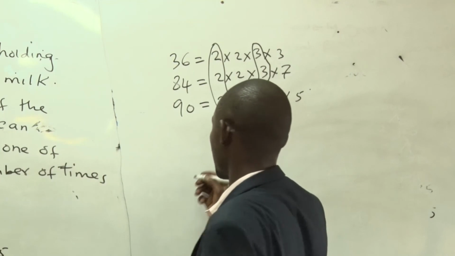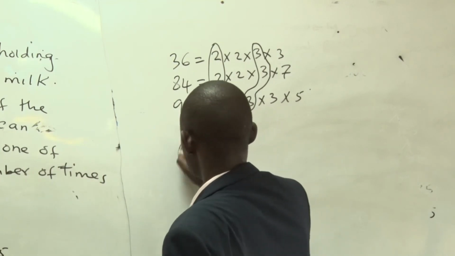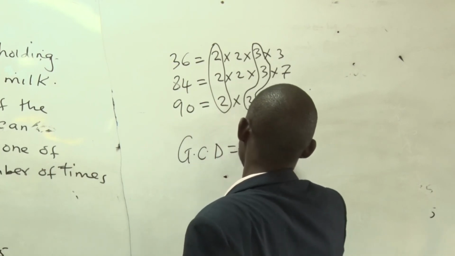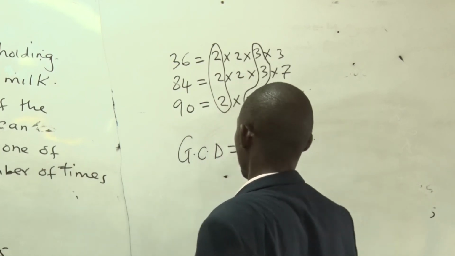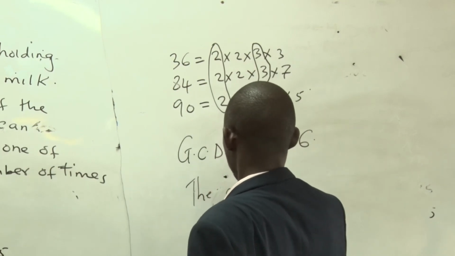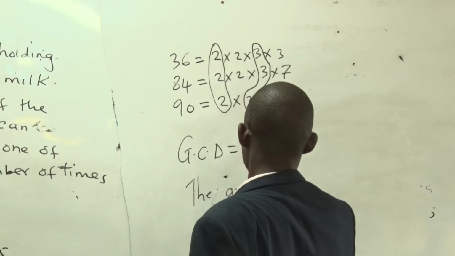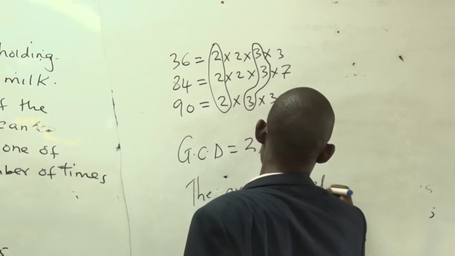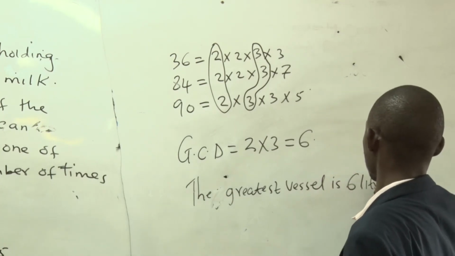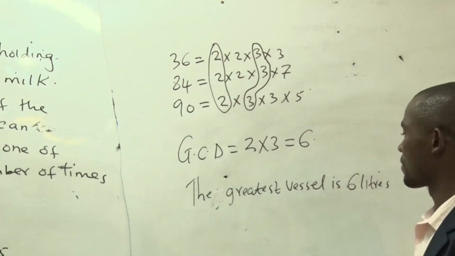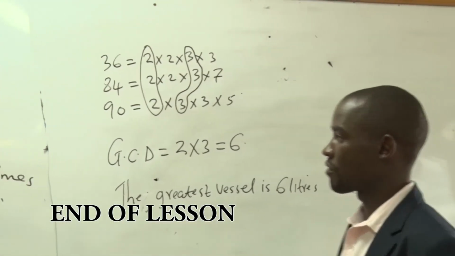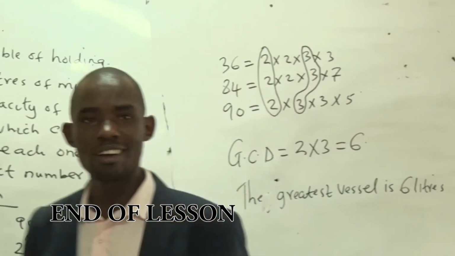So that tells you that our GCD will be equal to 2 times 3, which is 6. So the greatest vessel is 6 liters. The capacity of the greatest vessel should be 6 liters. So that is the answer to that particular example.